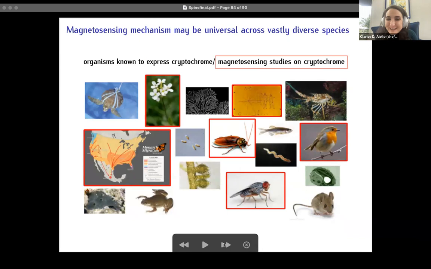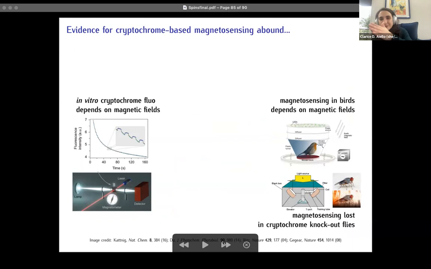And it turns out that there are plenty of studies that show that cryptochrome might be involved in sensing magnetic fields for those organisms boxed in red now. And it turns out that over the course of more than 40 years, evidence for this type of cryptochrome-based magnetosensing is really, really prevalent, except at two very disconnected length scales.